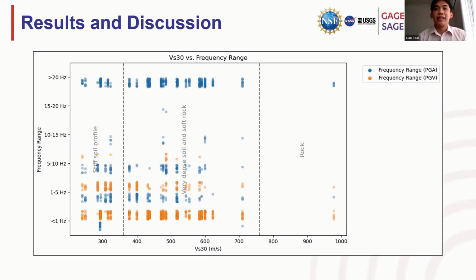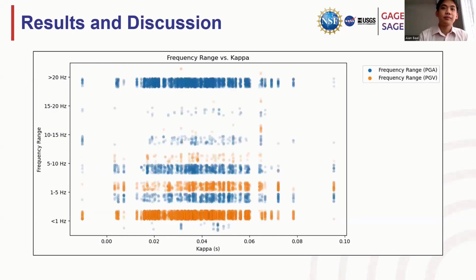The initial plot presented showcases a comparison between the frequency ranges governing PGA and PGV against the VS30. To begin with, the plot distinctly illustrates that PGA, which is marked as blue points, is primarily impacted by higher frequencies, while PGV, marked by orange points, is predominantly influenced by lower frequencies, which aligns with existing literature. However, an evident correlation between the frequency ranges and VS30 isn't readily apparent in this graph.